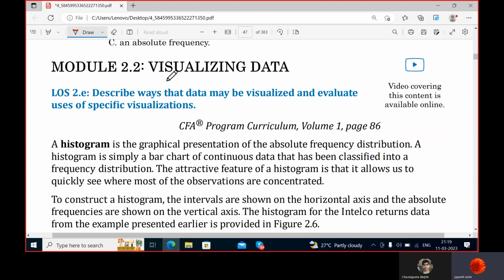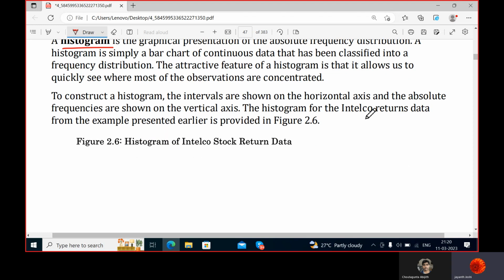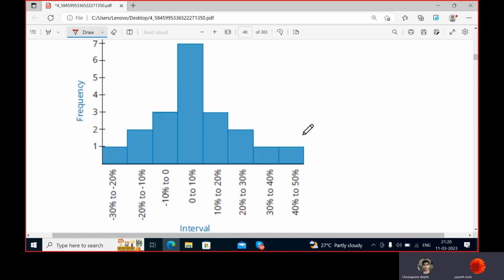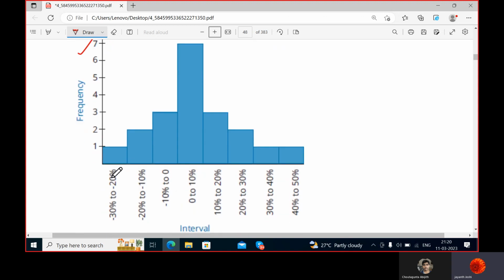Okay. Now next one is visualizing data. That is nothing but presenting the data in ways with which it can be easily understood what the data wants to convey. So we will see first the histogram. Every guy who has been into 10th standard knows what a histogram is, and we are going to make the histogram for Intelco's returns data. You already know the data fully, the absolute frequencies, and the range the return would fall into.